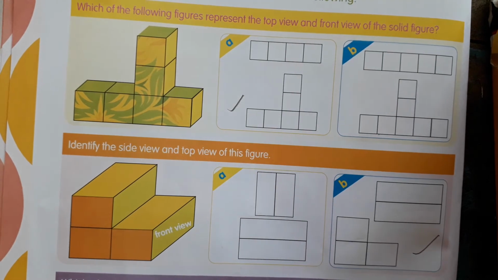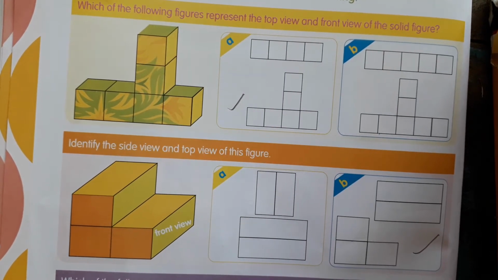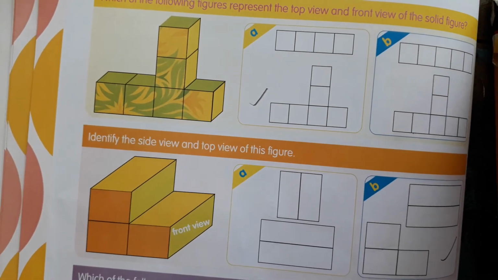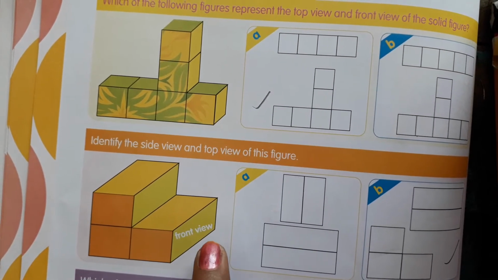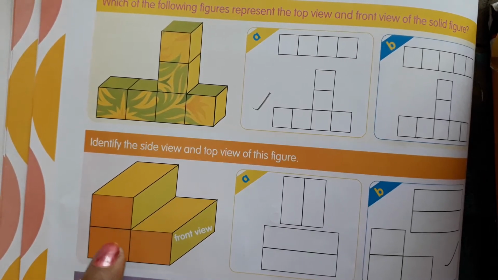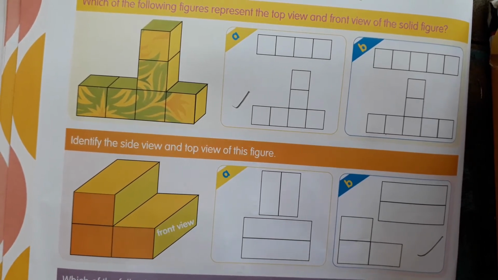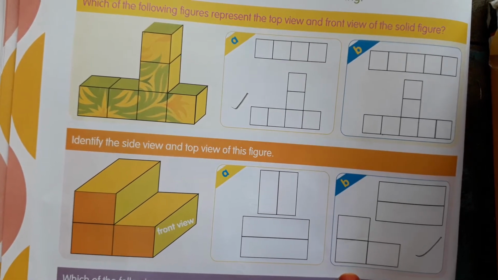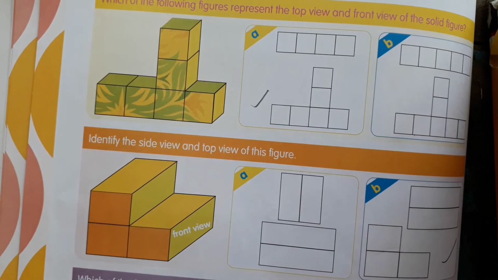Come to the next one. Identify the side view and top view of this figure. Side view and top view. This is the front view, children. Side view. 1, 2, 3. 3 grids are visible here. So where? In the B option. So B is the correct option here.